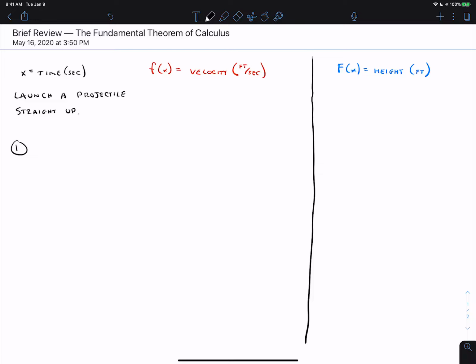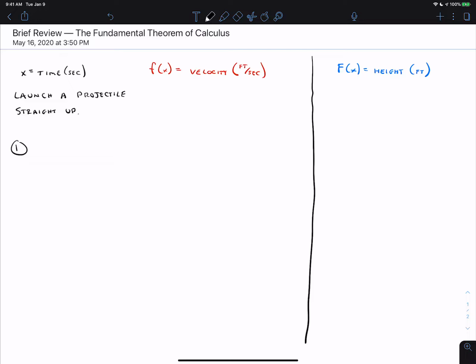Okay, let's talk about a theoretical scenario. We're going to think about you launching a projectile straight up, we'll say from a height of 0. It doesn't matter a whole lot for what we're going to talk about. x is the time in seconds. And then I've divided the screen into two parts.